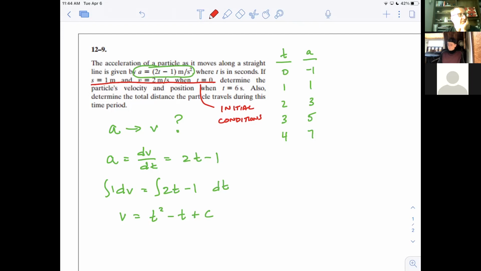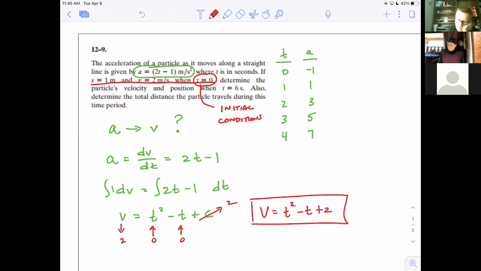They're basically saying, okay, great, you got the velocity. Well, you can't get this unless you know some things initially. And the t equals 0 is why I said initial. So notice the initial velocity is apparently 2. So if I stick 0 in here for time, then I'm supposed to get 2 out for velocity. Well, that's not going to happen unless c is 2. So now I have my velocity equation, t squared minus t plus 2. So I made my velocity equation.